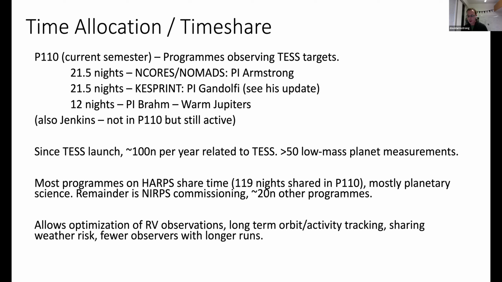Brahm was unfortunately not able to give an update thanks to health issues, but I've got some other programs we'll talk about. Overall then, since the TESS launch, there have been up to about 100 nights a year on HARPS dedicated to following up TESS targets.